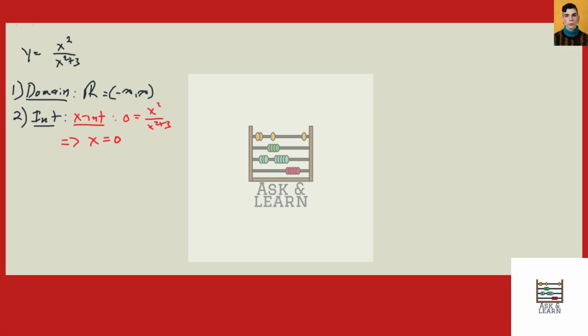And since we know this, we already know our y-intercept as well, since x is equal to 0 would be where our y-intercept would be. So we don't even need to find our y-intercept since it would be the same as our x.